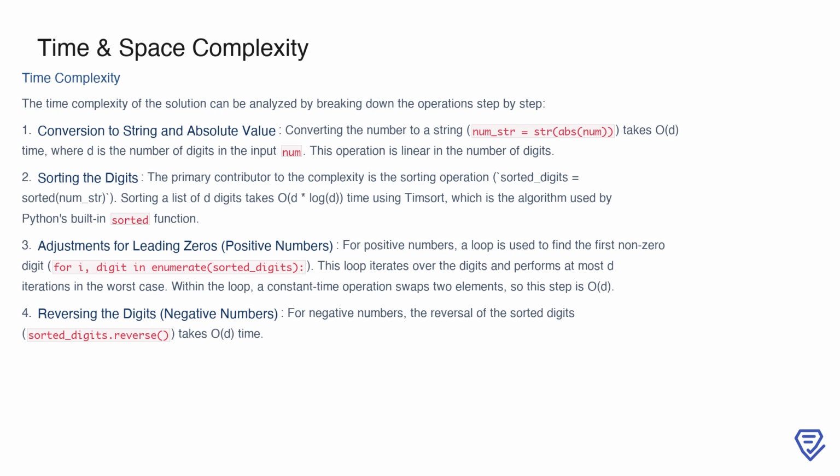For positive numbers, a loop is used to ensure that no leading zeros appear in the result. This loop iterates through the digits and can perform at most d iterations, with each iteration being a constant time operation, resulting in O(d) time for this step. Meanwhile, for negative numbers, the digits are reversed after sorting, which is another O(d) operation. These steps together form the foundation of the time complexity analysis.